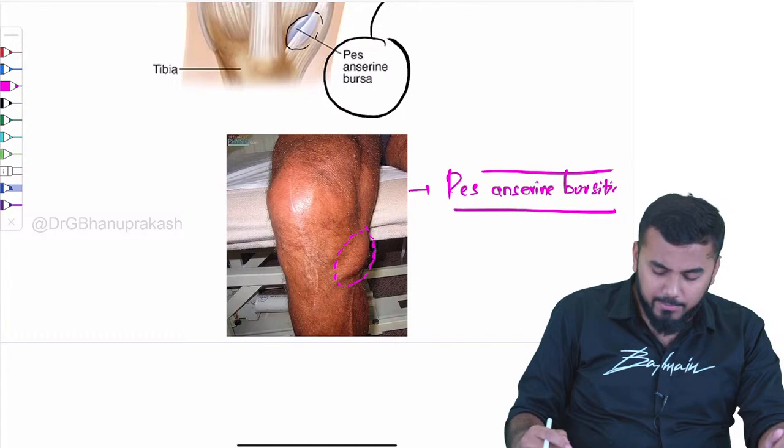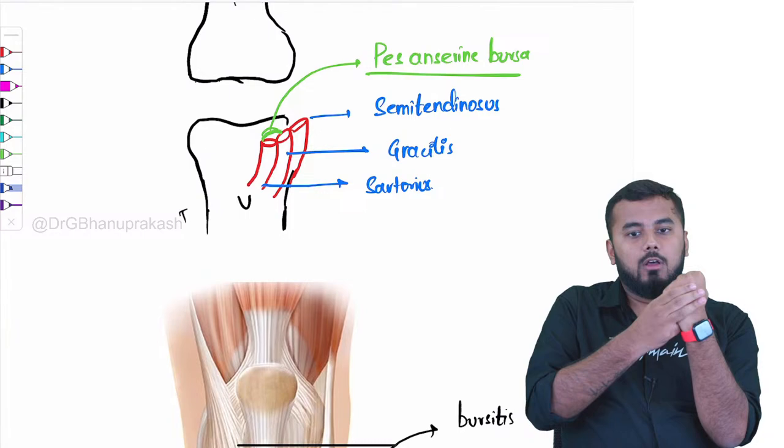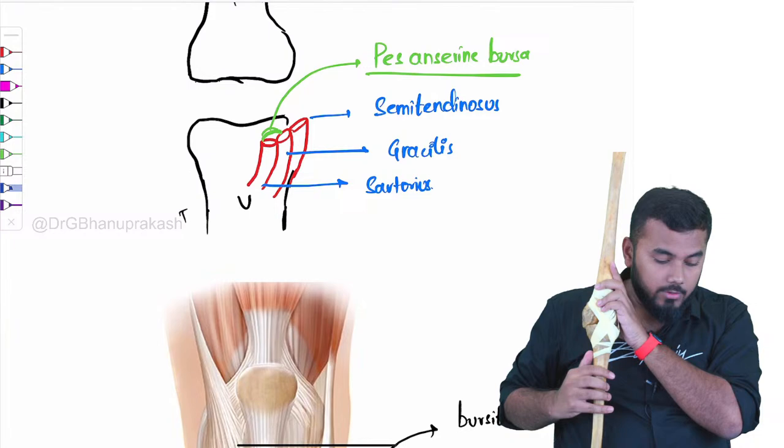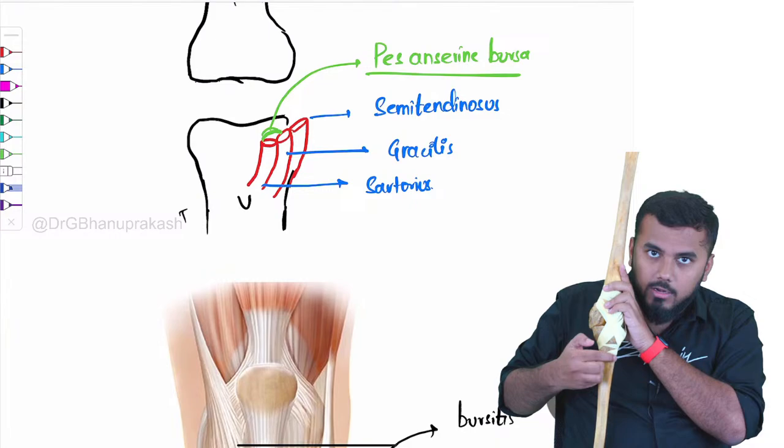Simple thing. See, this is the tibia, the bone which I'm showing you here. On the tibia itself, I have got three muscles attached like this. Let us say this is the tibia. Now, on this tibia, I have got three muscles attached like this. When I'm removing these three muscles, here I have got a bursa called the pes anserine bursa, and inflammation of this pes anserine bursa is called pes anserine bursitis. Very easy.